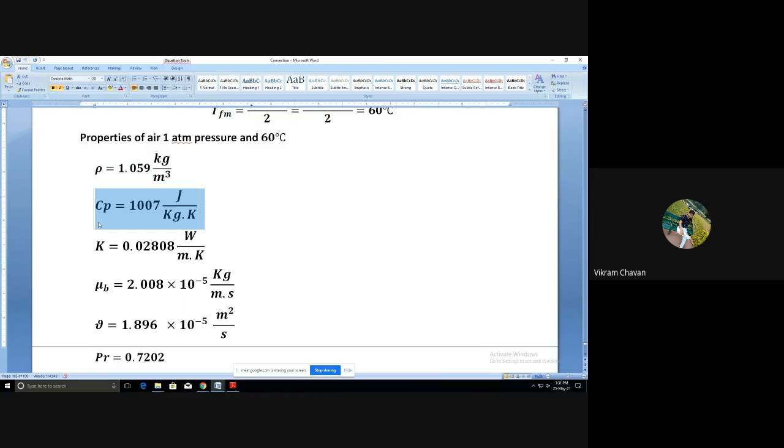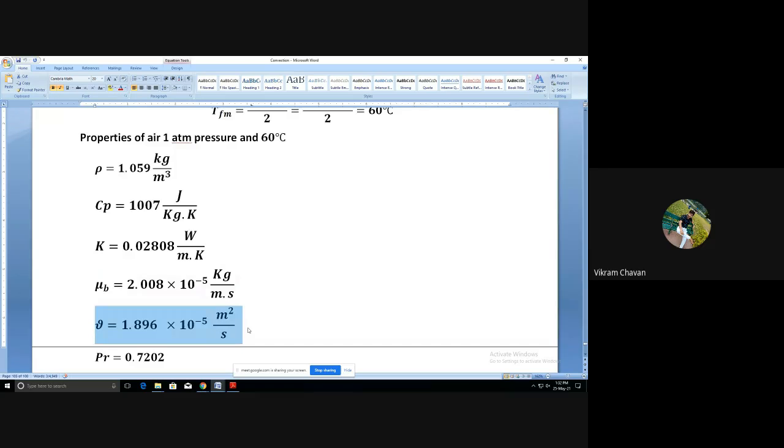Then thermal conductivity K is equal to 0.02808. Then mu suffix B, because we are considering this dynamic viscosity at bulk mean temperature, so that will be considered as the dynamic viscosity at the bulk mean temperature, which is equal to 2.008 into 10 raised to minus 5 kg per meter second. Then kinematic viscosity.